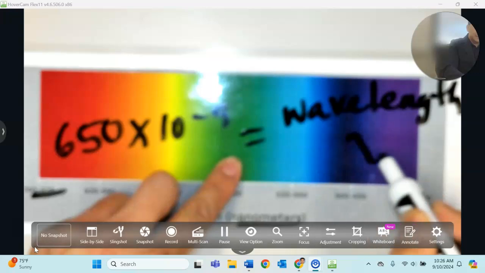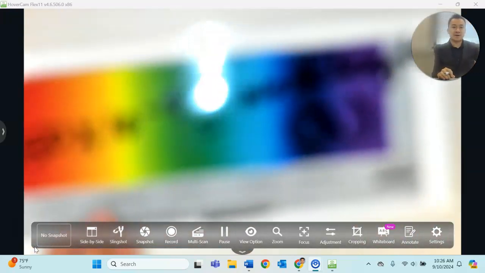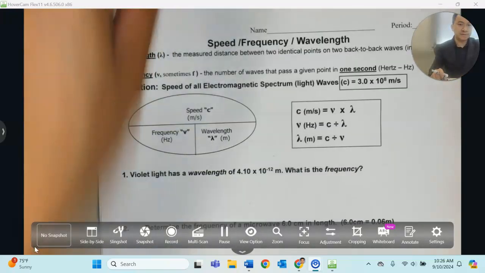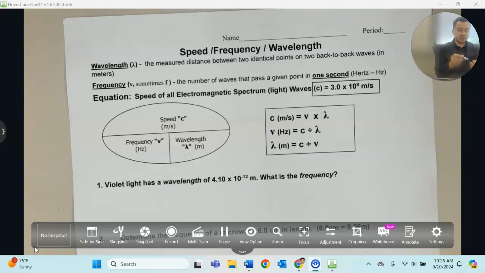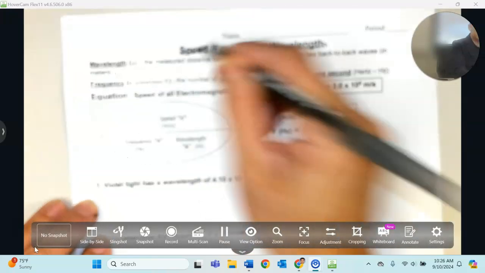The symbol for that is upside down Y. It's the lambda. It's getting blurry here, so let me put the actual paper on here. Okay, focus. Okay, so this equation involves speed, frequency, and wavelength. We're just going to focus on two things. We're going to focus on frequency and wavelength.